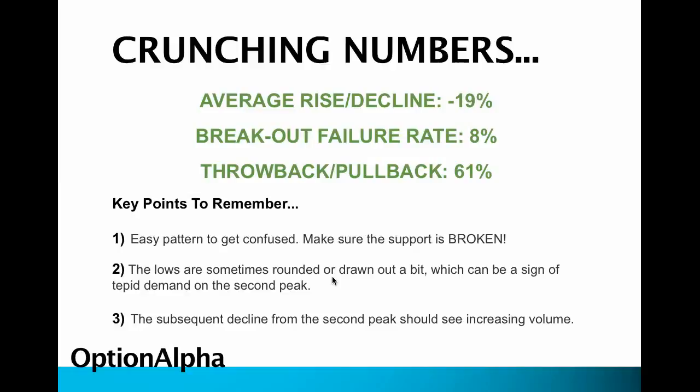And number three, the subsequent decline from the second peak should see increasing volume. And this is really a big key point. You don't really want to see increasing volume on the low in between the peaks. That would suggest that people are coming into the stock at lower prices, and so they're really confident in higher bullish moves. But you actually want to see increasing volume as the stock declines, meaning that people are hitting the exit button and rushing for the exits.